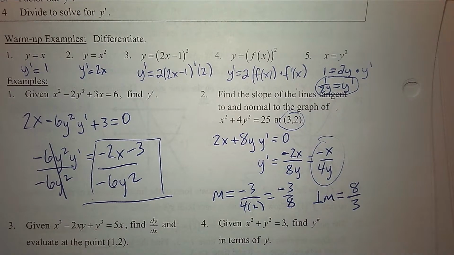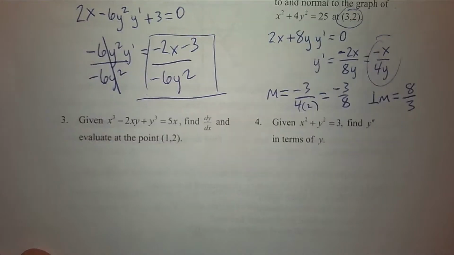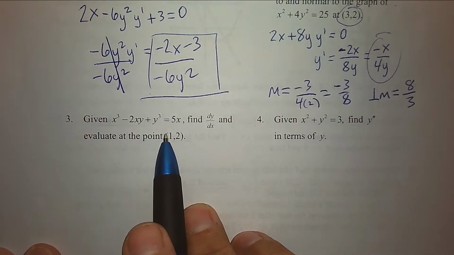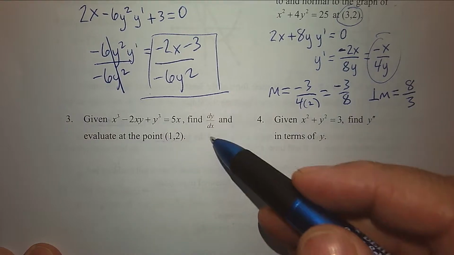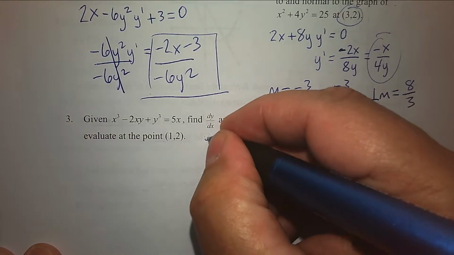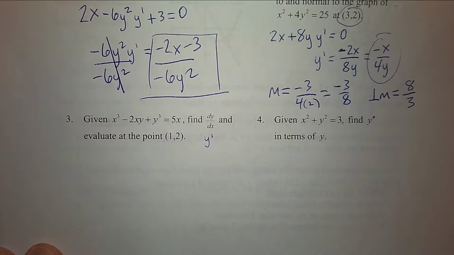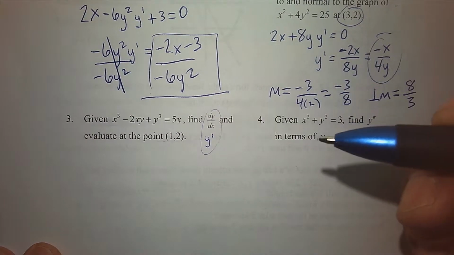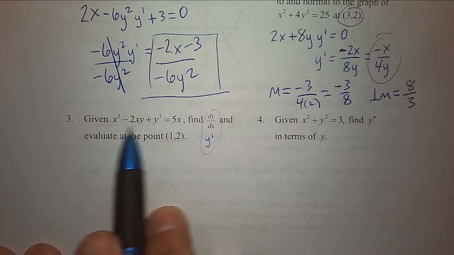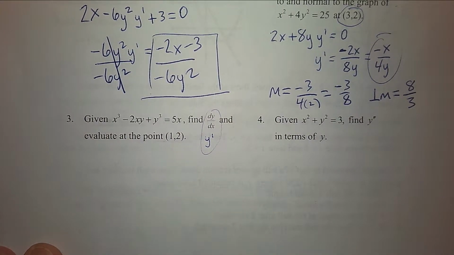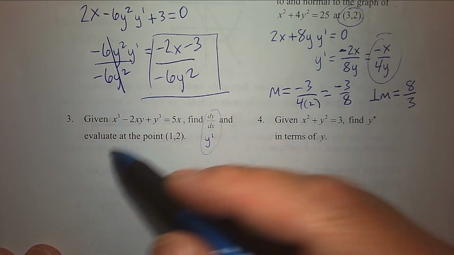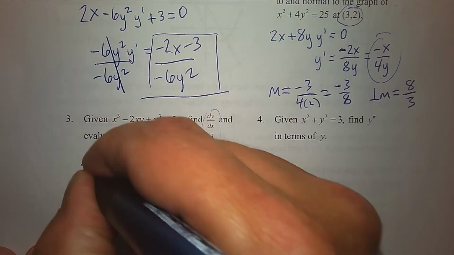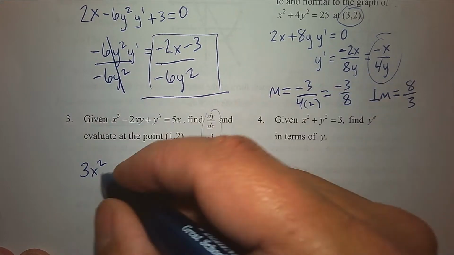Number 3. If you're given this equation, find dy by dx, which is a fancy way to just say what? Y prime, right? They mean the same thing? Or take the derivative. So, how do I take the derivative, and then I'm going to plug in 1 and 2? One step at a time. What's the derivative of x cubed? I don't need a hook for it, only for y.